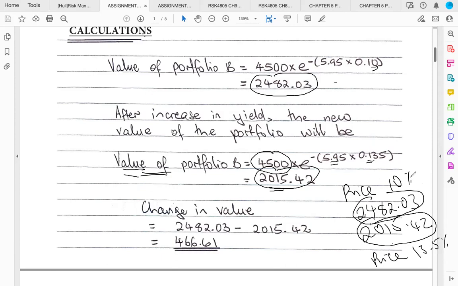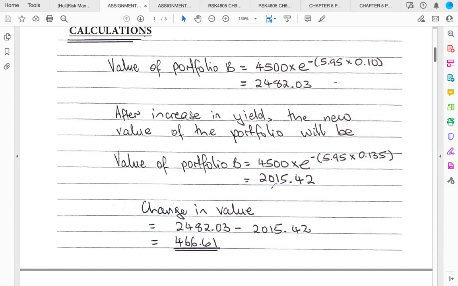So mathematically, we've shown that when interest rates go up from 10% to 13.5%, the price of the bond has gone down from 2482.03 to 2015.42. So we can easily get the decrease in price by just subtracting the value of the bond at 13.5% interest rates from the value of the bond at 10% interest rates. And if we subtract those two, we can see that the decrease in the value of our bond portfolio B is actually 466.61. So this is the change in value, right?